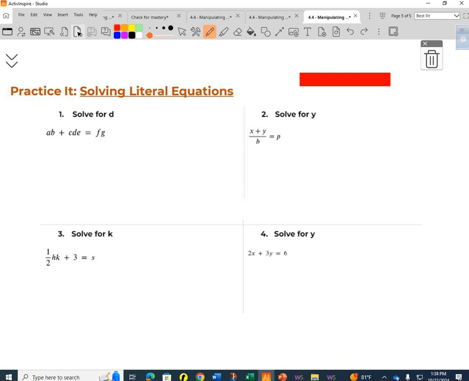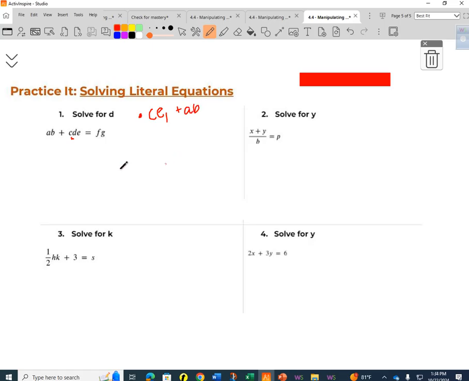All right. Solve for D. 1, 2, 3, 4, 5, 6, 7 variables in example 1. We're solving for D. This is a little bit different. There are 3 factors in this term, right? So what we're saying is, what is happening to D? Well, we're multiplying D by C and E, right? And we're adding AB.